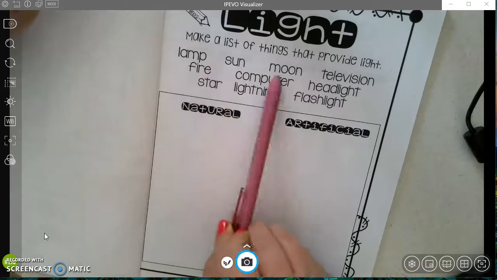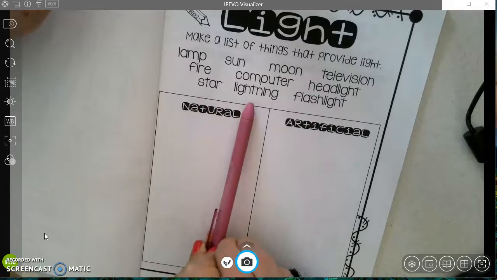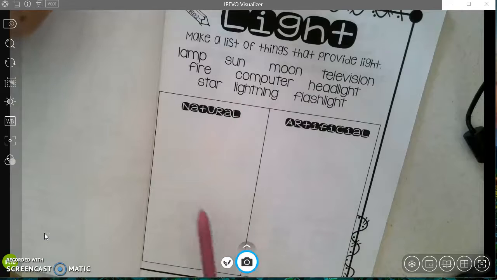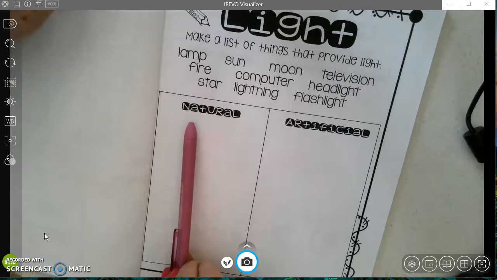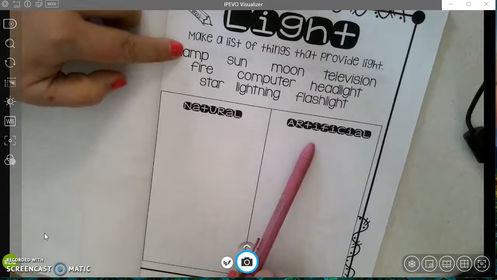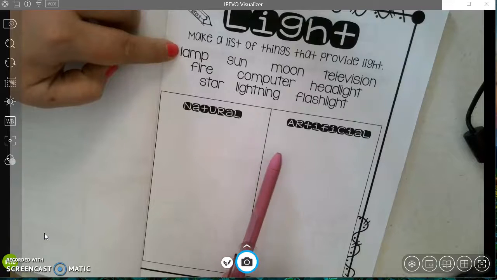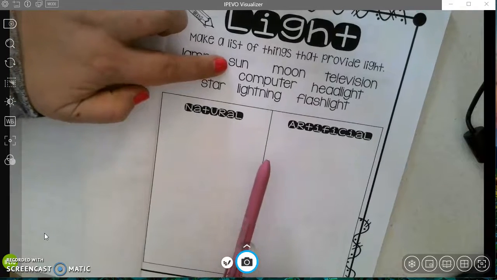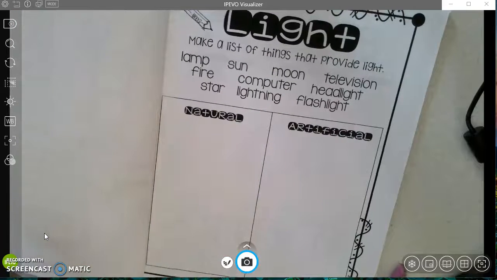So lamp, sun, moon, television, fire, computer, headlight, star, lightning, and flashlight are the words that you're going to sort between these 2 categories. Does a lamp produce natural light all on its own with no help at all, or does a lamp need a switch and it produces artificial light? Okay, so you're going to ask yourself that and then write lamp in the correct column, and then you're going to move on to sun and then moon and then keep going. Okay, this is the page that I would like you to turn in today.